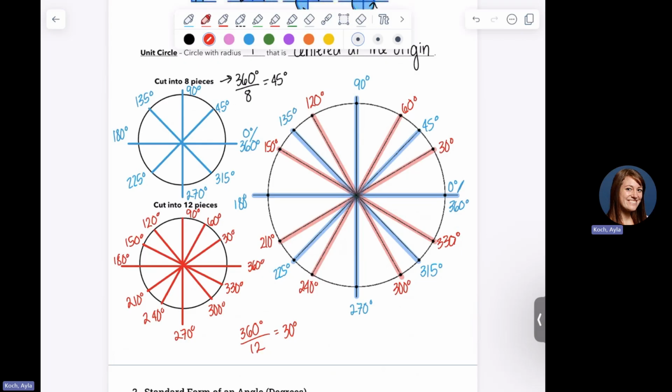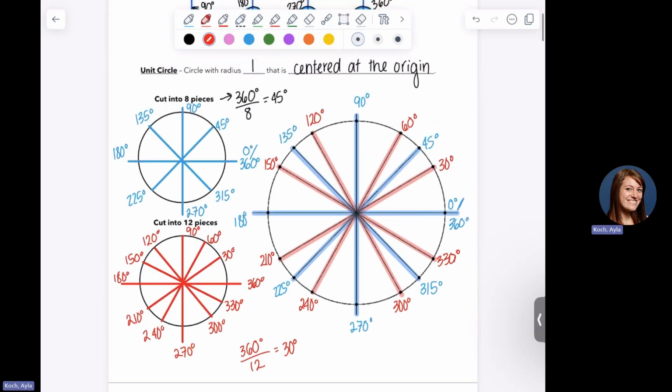In my next video, we're going to go into the standard form of an angle in degrees, and later on we'll go into radians, which is another way of measuring angles.